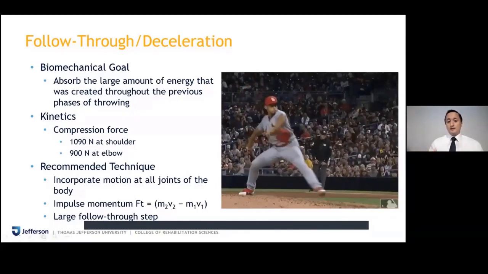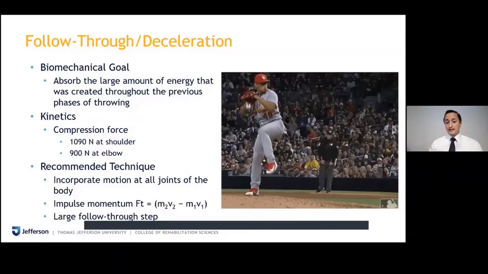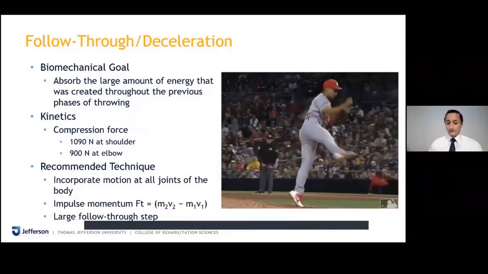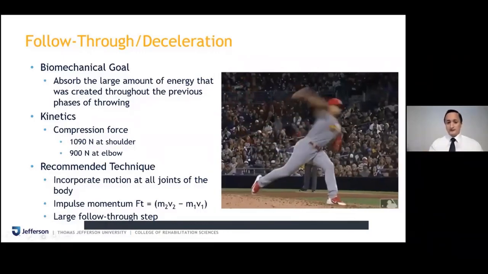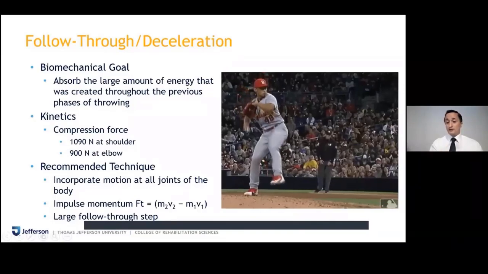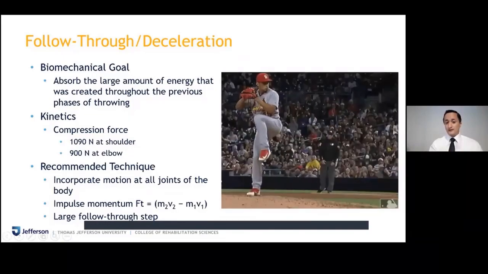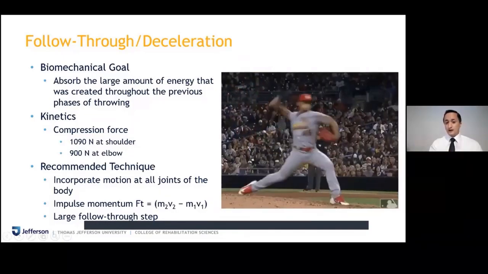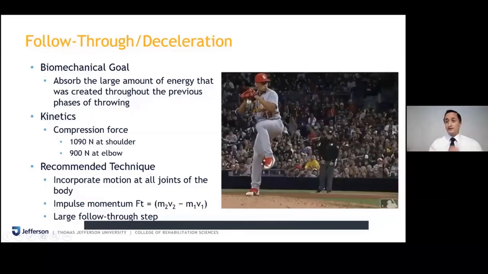The way that I think about absorbing this energy is incorporating the whole body. So there's a biomechanical equation called impulse momentum. So it's a little scary, I know, but it's not that difficult. Let's just walk through it. So we have linear momentum, which is mass times velocity. So what we have here is our final momentum minus our initial momentum. So momentum 2 minus momentum 1. And this is our change in momentum.